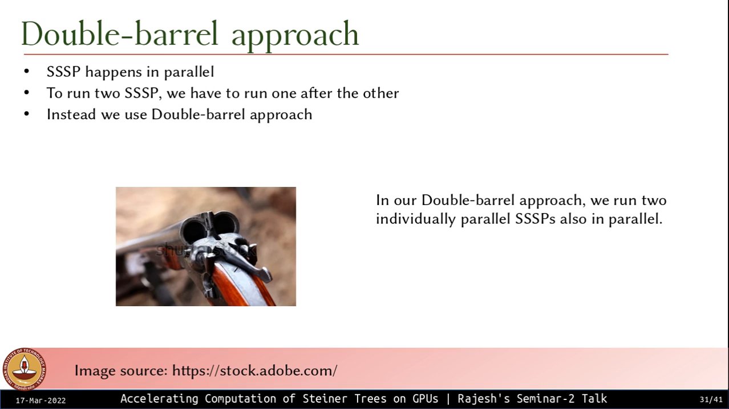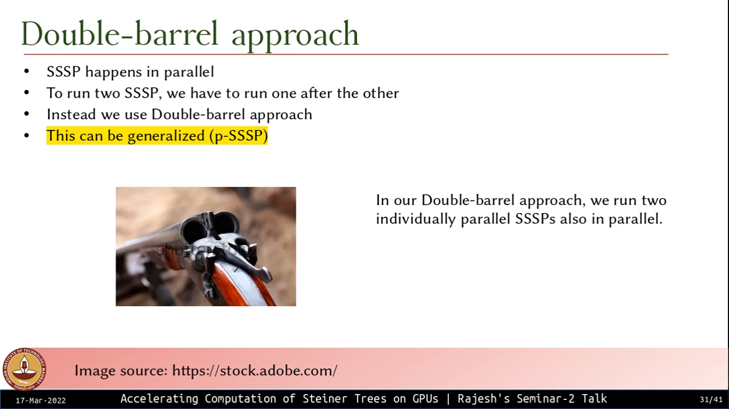The double barrel approach is like we run two individually parallel SSSPs also in parallel. So it works just like this rifle. We load two bullets in and we have only one trigger to fire both the bullets, right? That's basically what we are doing in our double barrel approach. This can be generalized to any p-SSSP, where p means the number of parallel SSSPs which we can run.